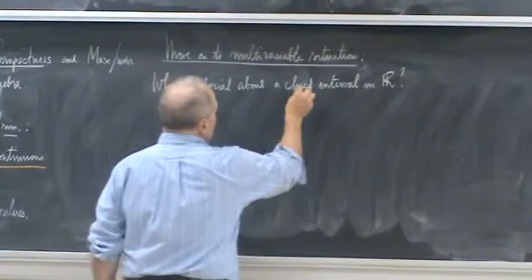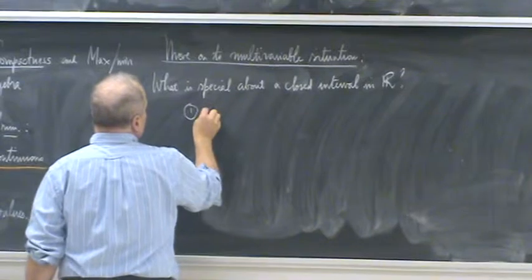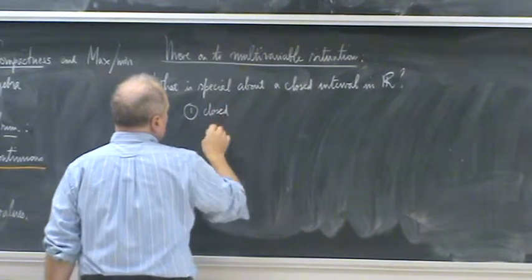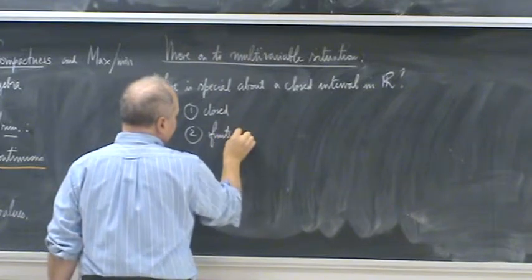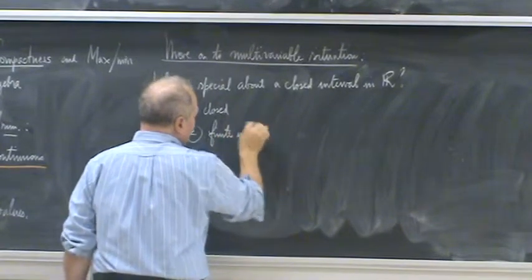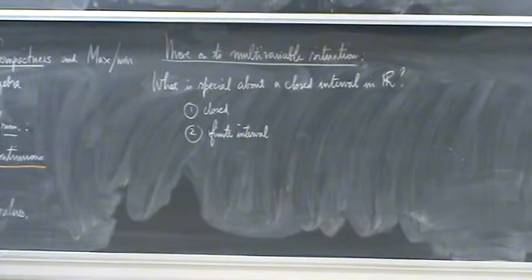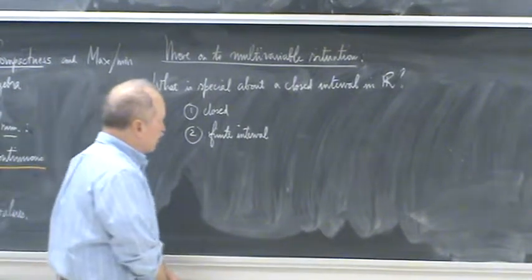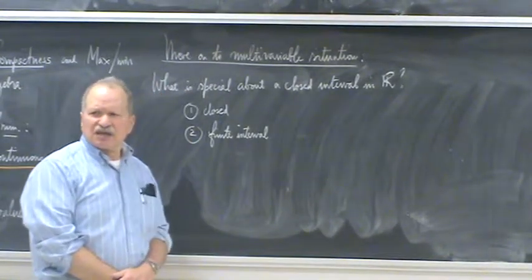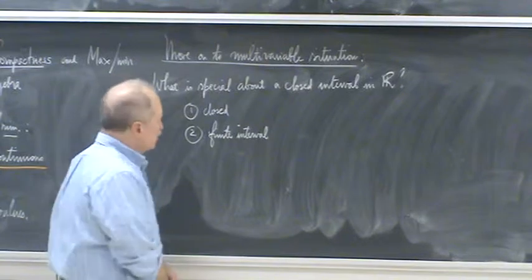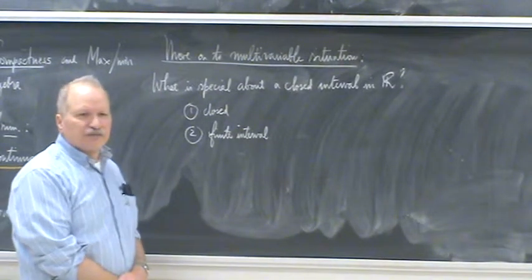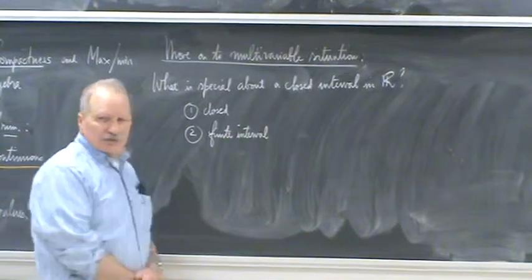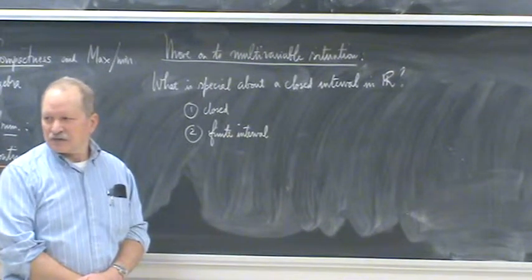But so closed, and the second thing is it's a finite interval. Doesn't go off to infinity. So what's a word we have for that now? I'm not sure we've used it yet. Bounded set. We use that terminology? I don't think so. I think we use it in the problem. Yeah, we use it.